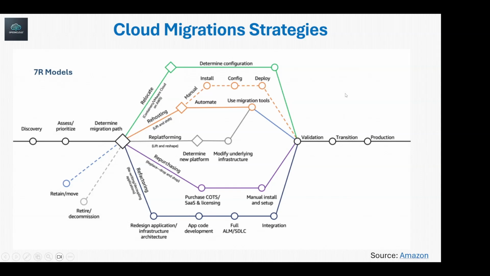So I was explaining about the 7R models, right? This is an image that is available on the Amazon AWS website, where they explain the 7Rs that are available to do a cloud migration, the 7R strategies. For any migration strategy, the common thing is to do the discovery first. What is the discovery, right?